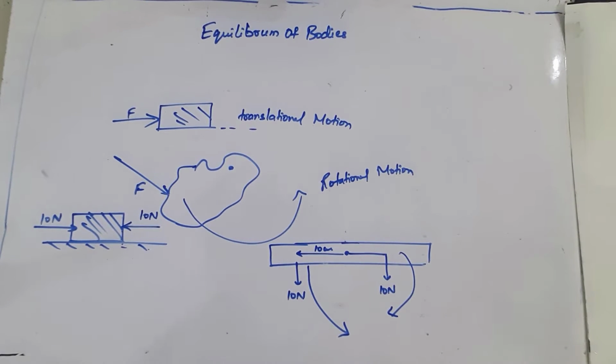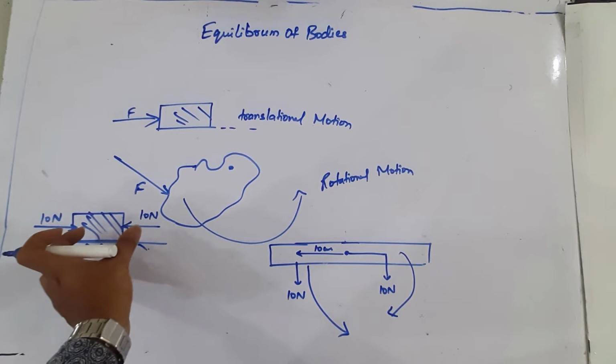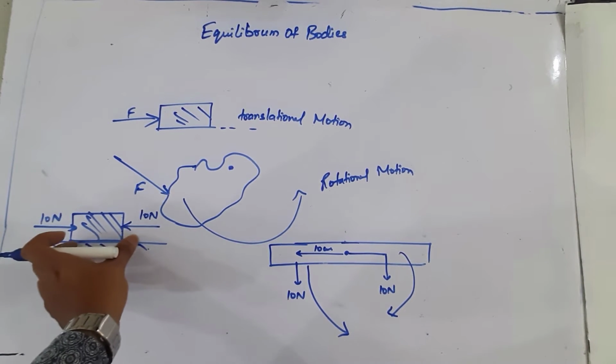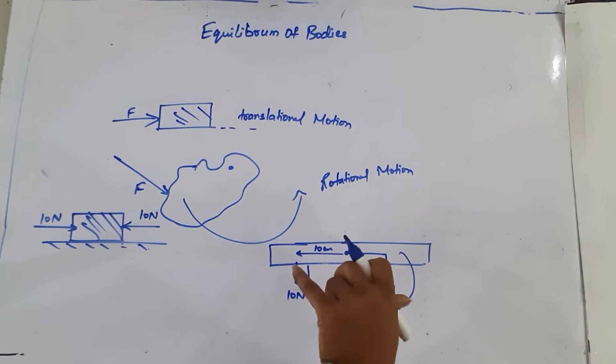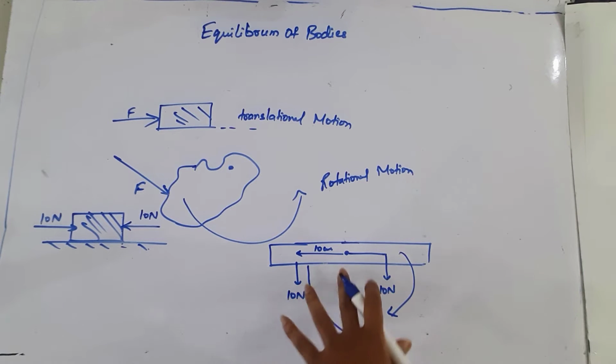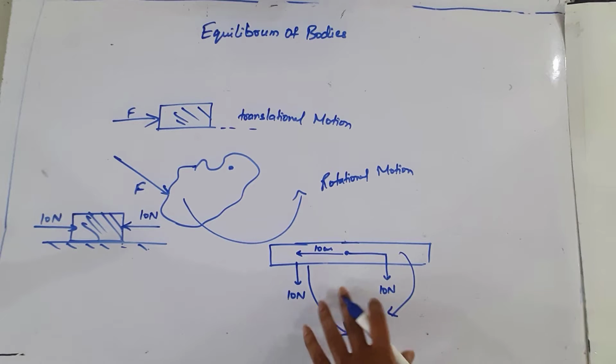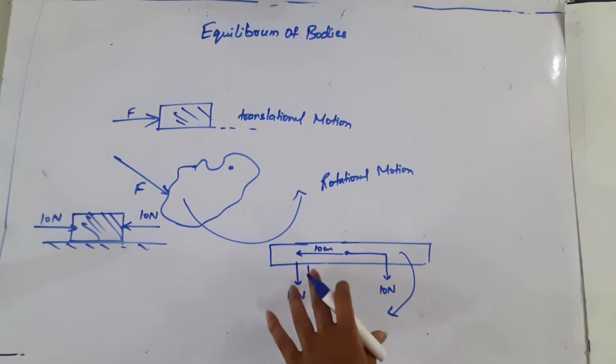Now I will define what equilibrium actually is. When a number of forces acting on a body produces no change in its state of rest or of linear or rotational motion. Here you can see that in both the figures the body remains at its position. It is not changing its position. Here also the body is not rotating, despite the two forces acting on it. But the forces are balancing each other. That is, the moments of the forces have balanced each other, so the body would not rotate.